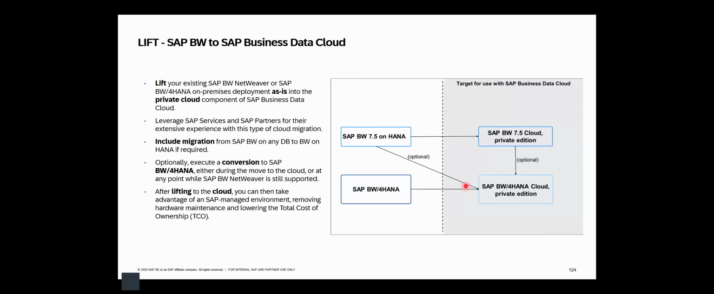After the lift to the cloud, your BW 7.5 mainstream maintenance is extended to 2030 instead of 2027. This extension will give you more time to gradually shift to SAP Business Data Cloud without going for an immediate solution. And after lifting to the cloud, SAP BW/4HANA maintenance is currently planned until 2040.